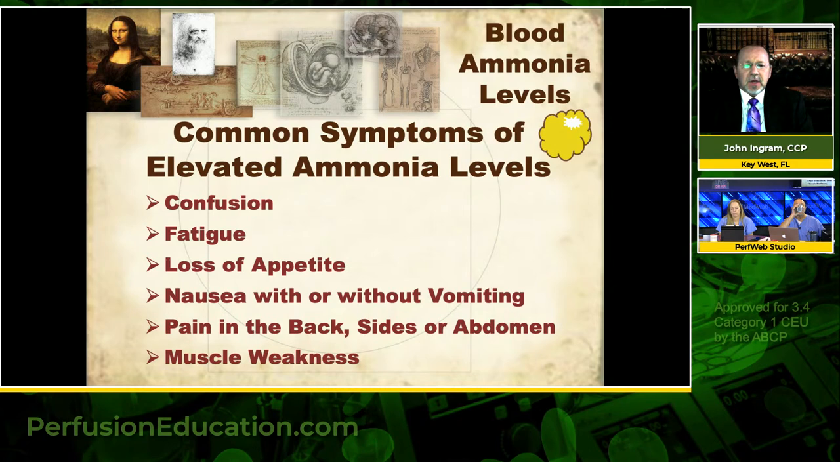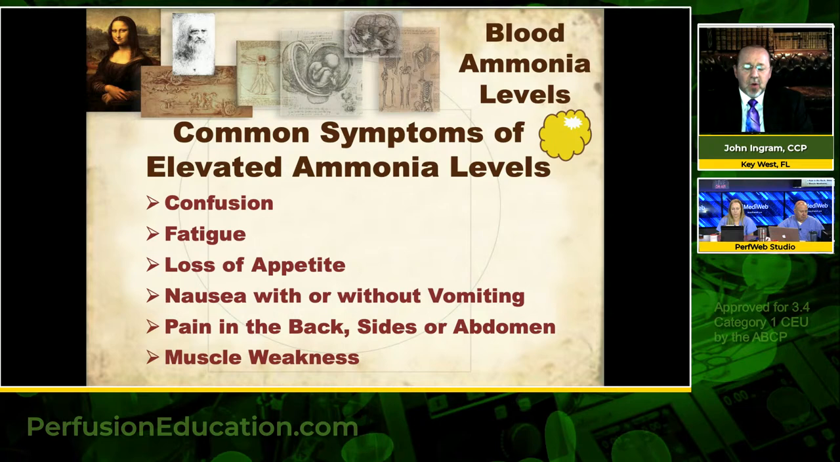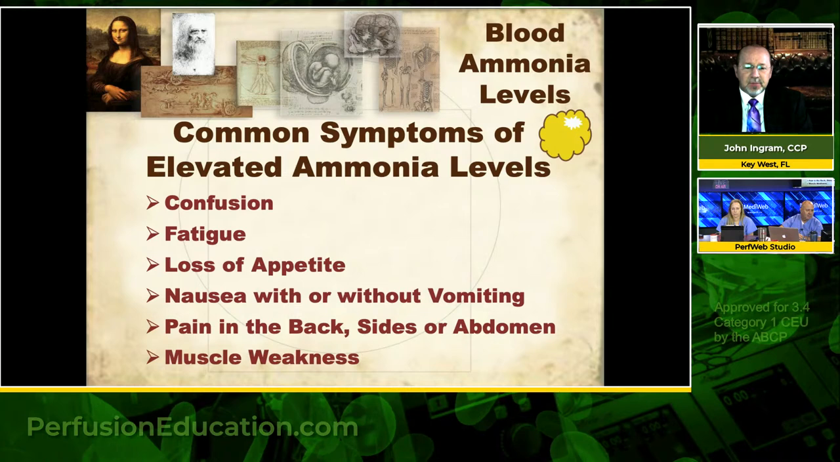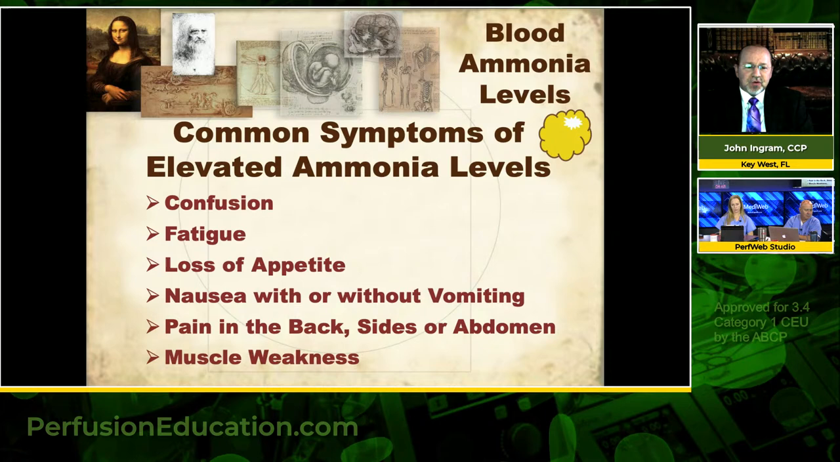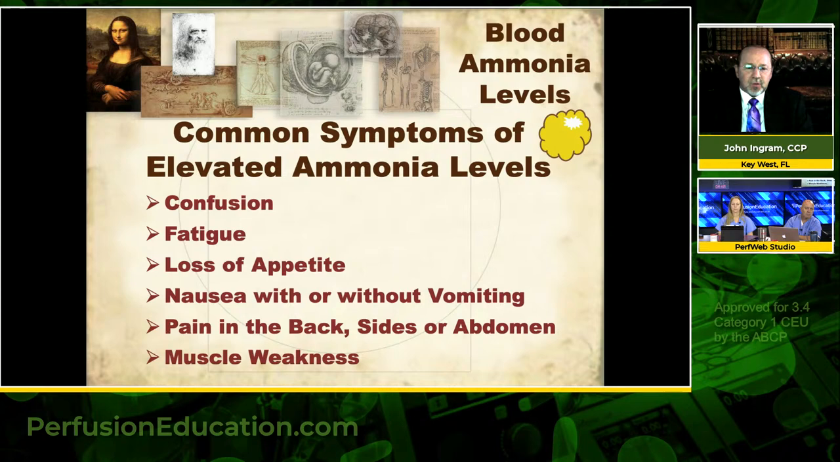So what are some of the common symptoms of an elevated ammonia level? This is a bit of a take-home slide, because if you do a lot of walking through your ICU, or by the way, ECMO, and you see somebody that has some of these symptoms, a lot of times they may have an elevated ammonia level. People are confused. They have fatigue. You could have loss of appetite, nausea, and pain in your back, your sides, and your abdomen. You can also have muscle weakness.